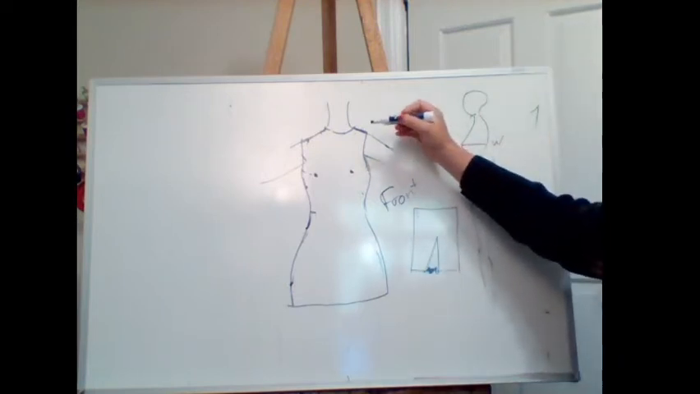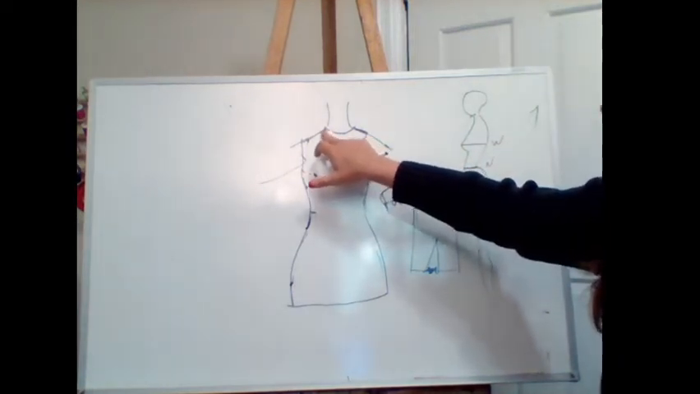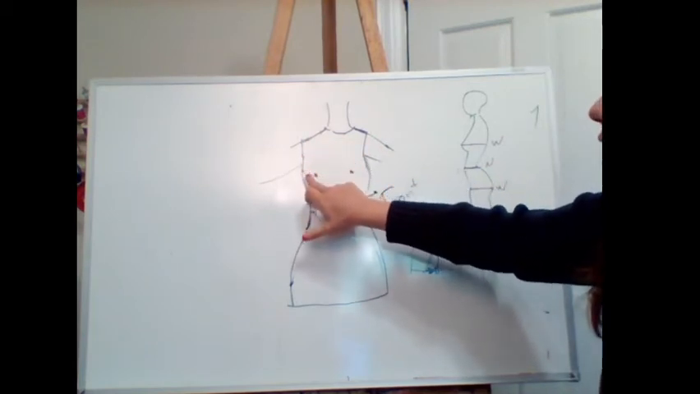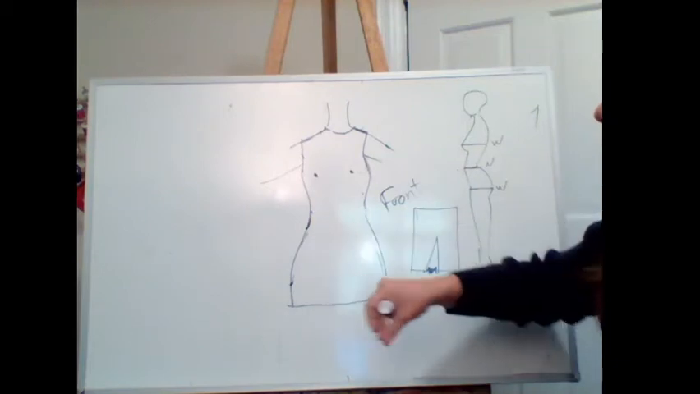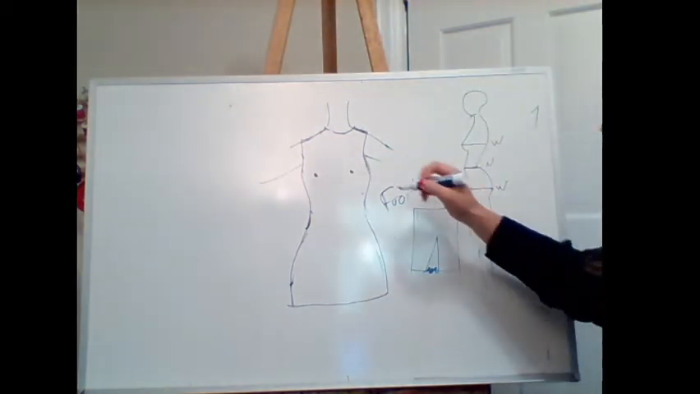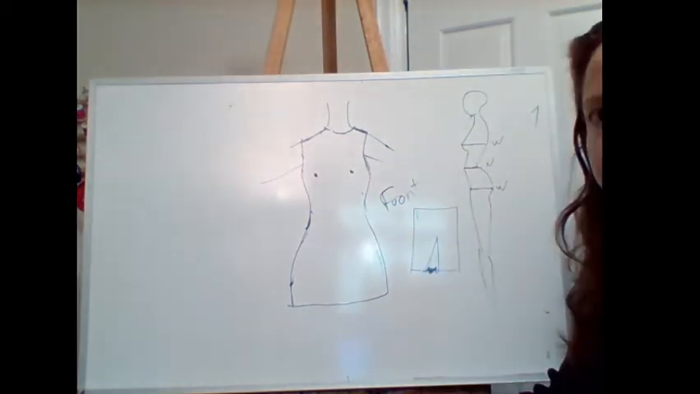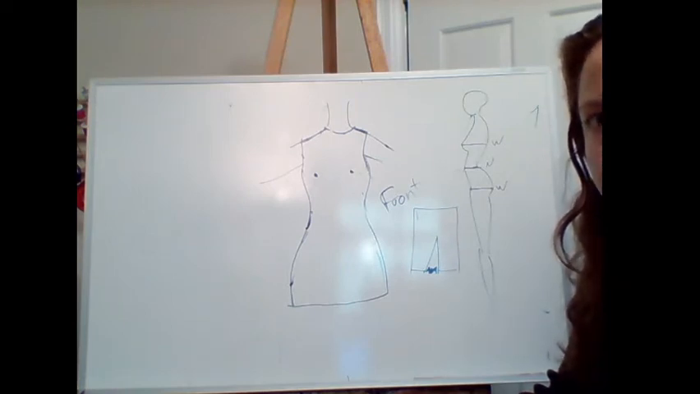To be a seam, it's going to start at an edge of the piece of fabric. And it can really start wherever you want. And it will also end at another point in the fabric. But it must pass through those bust points.